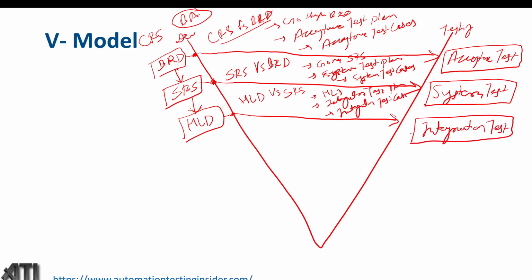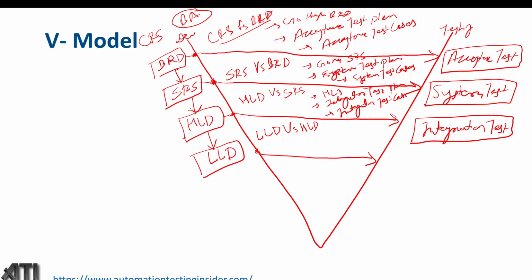Now what is next? Now HLD will be converted to low level design, that is LLD, and it will be given to the testing team as well. The testing team will compare low level design versus high level design, like whether high level design is converted properly to low level design or not. If they find any discrepancy or mismatch, then they can revert it back to the development team.